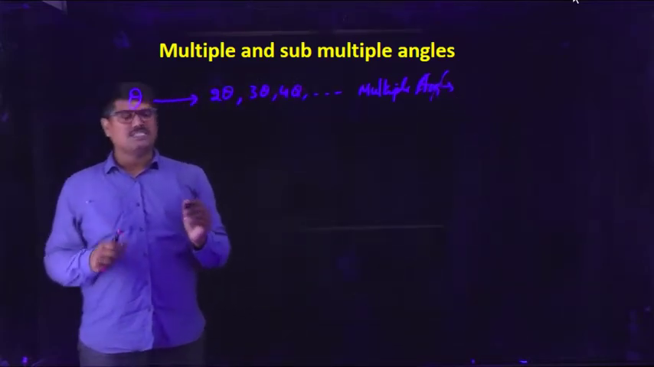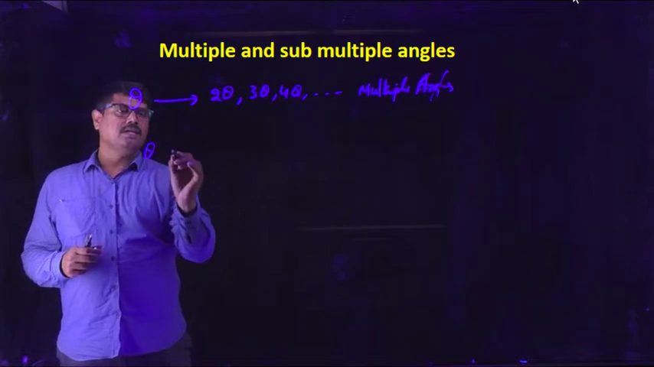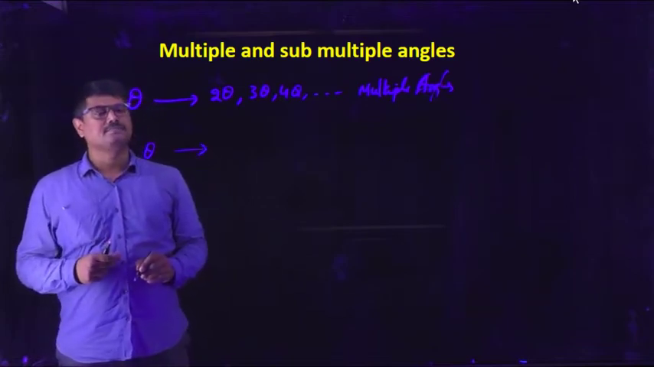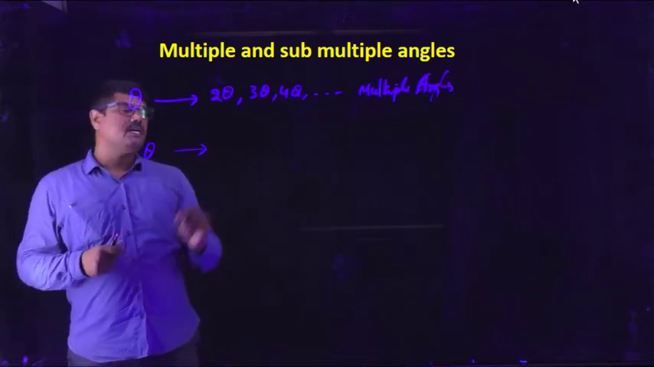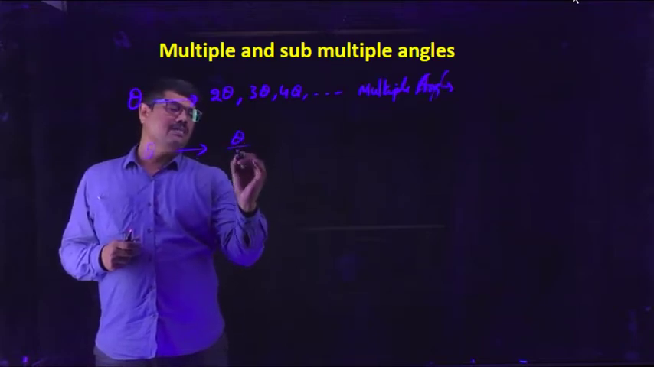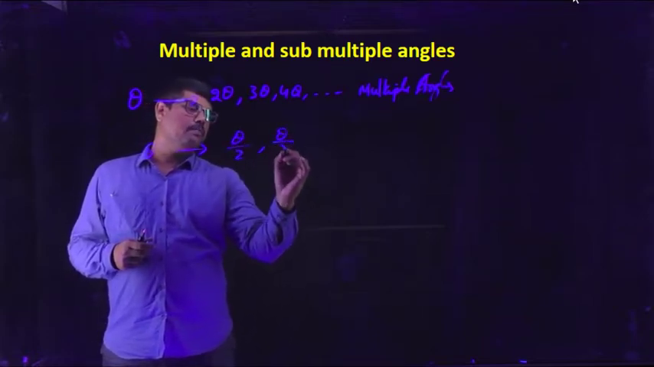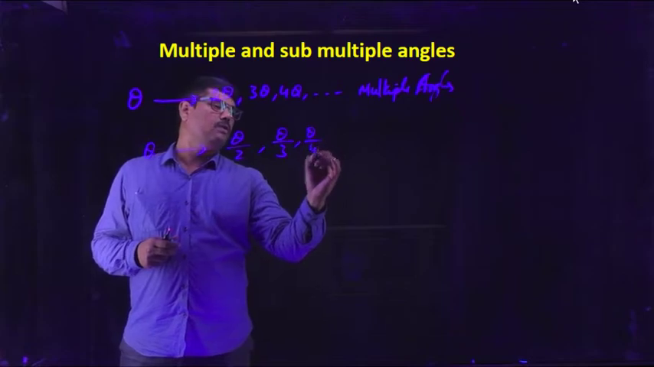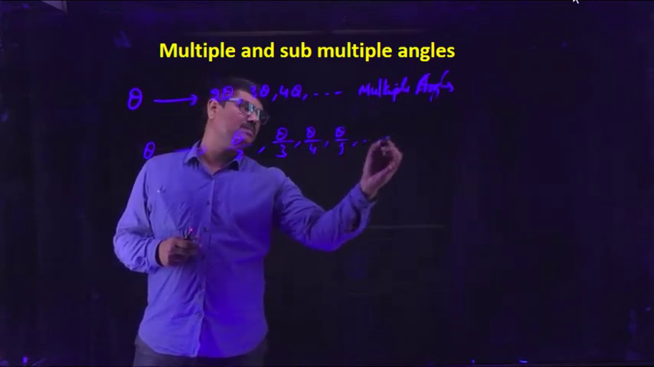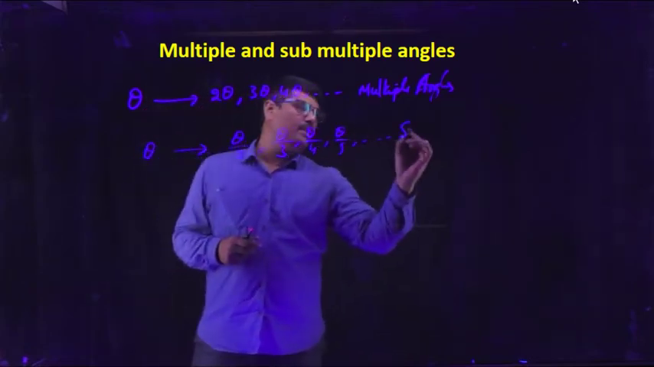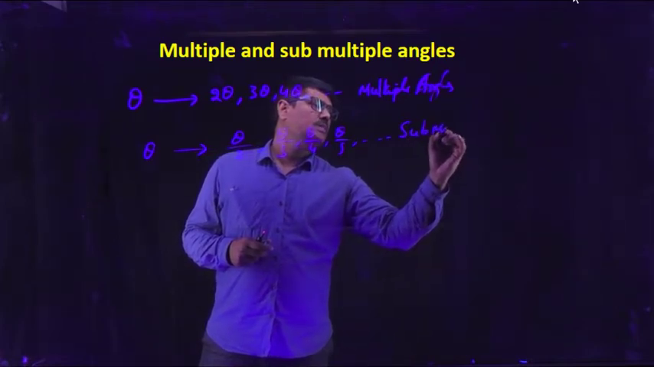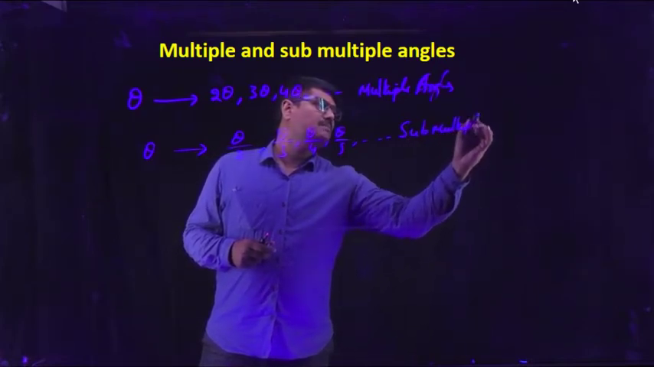And what are submultiple angles? Let us again consider the angle theta. For this theta, the angles theta by 2, theta by 3, theta by 4, theta by 5 like this are called submultiple angles.